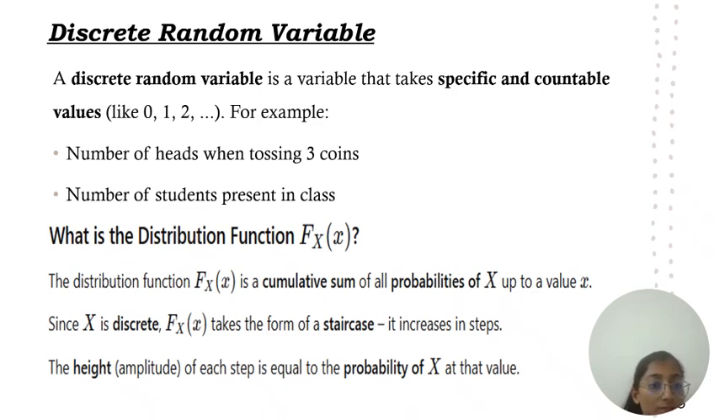Now what is the distribution function F_X(x)? The distribution function F_X(x) is a cumulative sum of all probabilities of X up to a value of small x. Since X is discrete, F_X(x) takes the form of a staircase. It increases in steps. The height of each step is equal to the probability of X at that value. As we discussed earlier, it is the same as the CDF, but here X is taken as discrete.